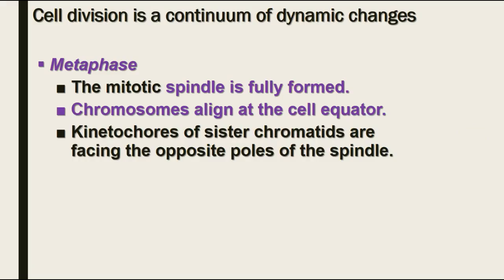In metaphase, the spindle is fully formed now. We've got chromosomes lined up in the center. We call that the equator or the metaphase plate of the cell. And the kinetochores, or the attachment points of the chromatids, are facing opposite poles of the spindle.